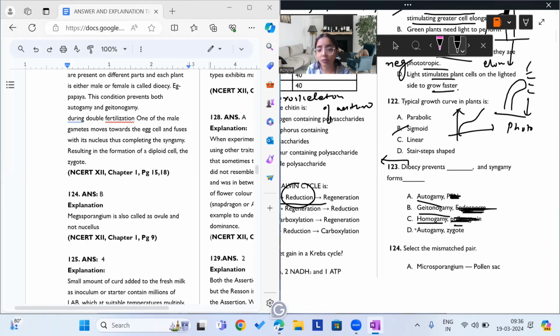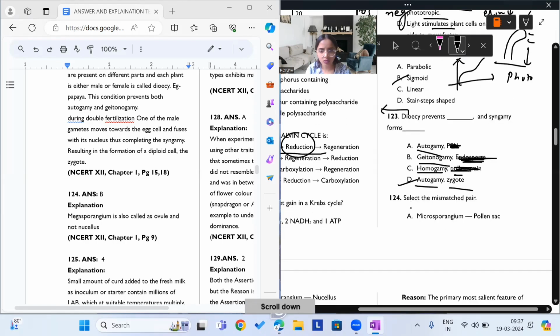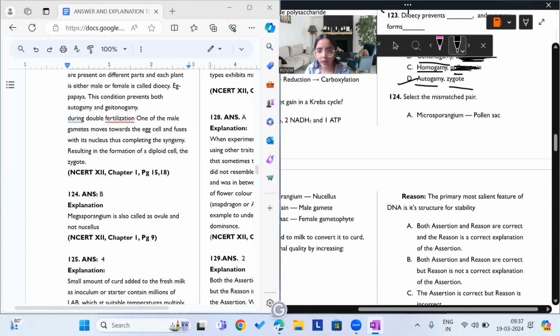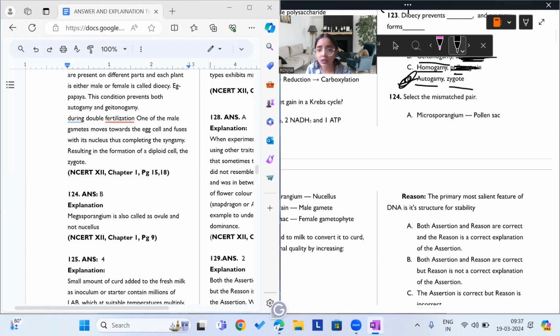So the dioecious condition prevents autogamy, and syngamy leads to formation of zygote. What is autogamy? Autogamy is pollination occurring between the pistil and stamen of the same flower in the bud stage. Okay, understood. So this is question 123. What is question 124 saying?